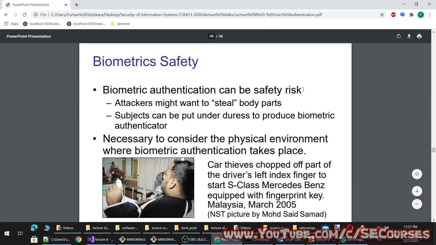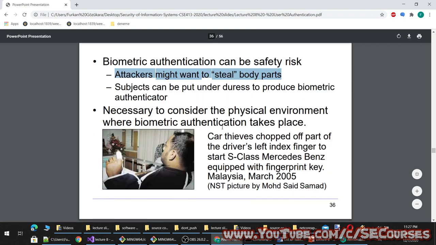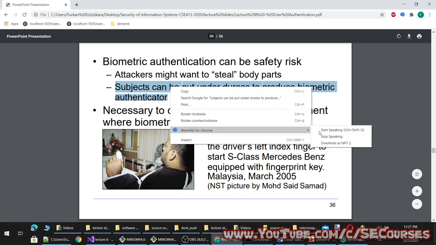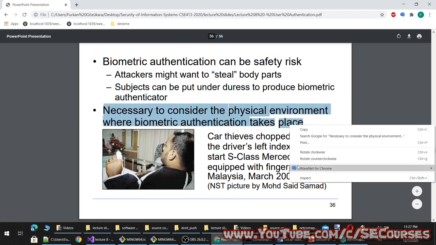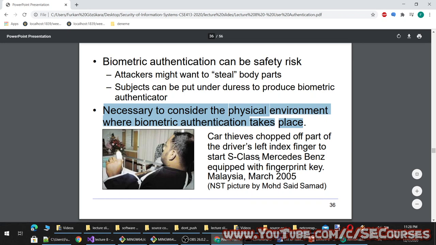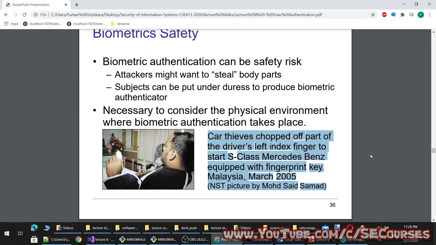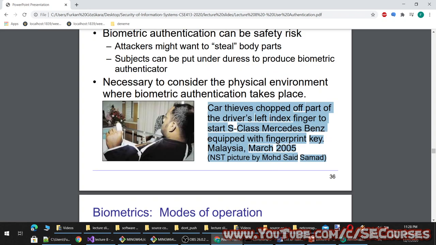Biometric safety. Biometric authentication can be a safety risk. Attackers might want to steal body parts. Subjects can be put under duress to produce the biometric authenticator. Necessary to consider the physical environment where biometric authentication takes place. Car thieves chopped off part of the driver's left index finger to start an S-Class Mercedes-Benz equipped with a fingerprint key. Malaysia, March 2005, NST picture by Mohd Said Samad.